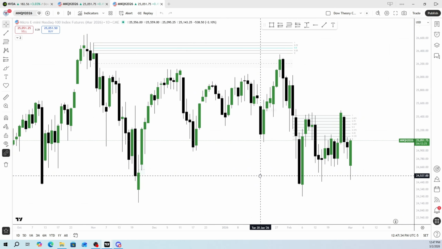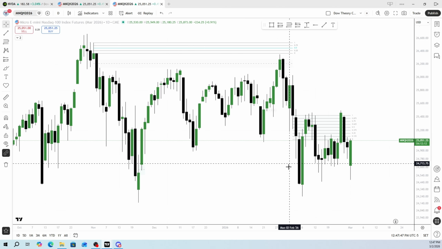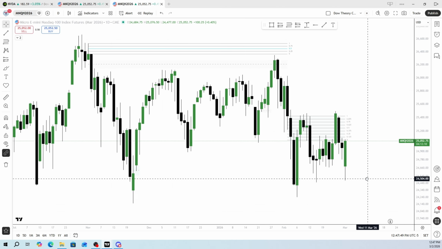We're going over the micro E-mini NASDAQ 100 futures contract. We'll talk about the gap down that we had, talk about the repricing back into that, and then some levels that we are trading back into currently for the current price action.